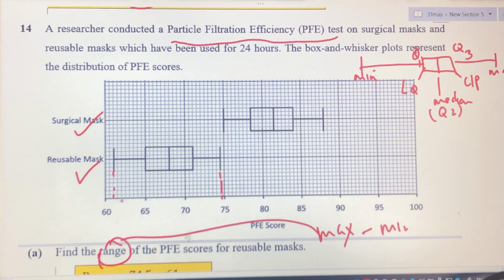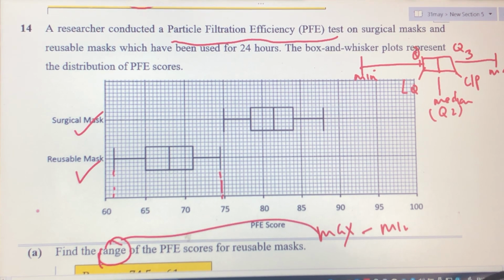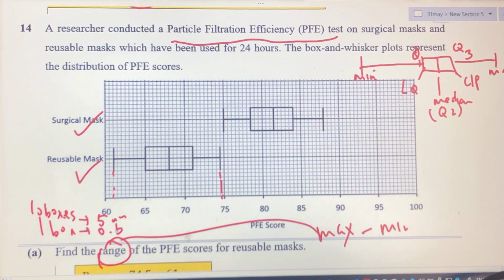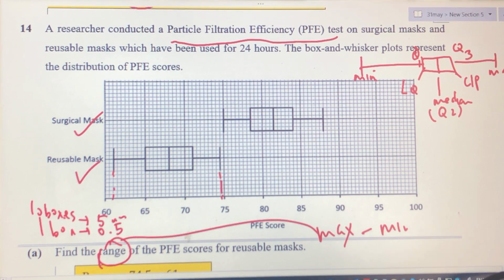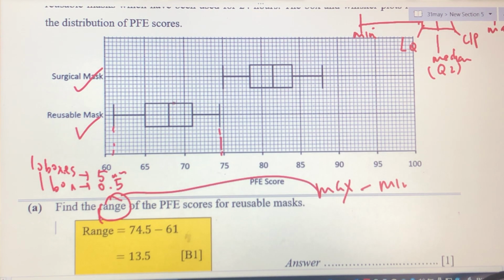You see how many boxes there are, then you see how many units. So, 10 boxes represents 5 units. That means one box is 0.5, and 2 boxes is 1. So 61, 62, 63, 64, 65, 66, 67, 68, 70, like that. So when I have one box like that, it is 74.5.